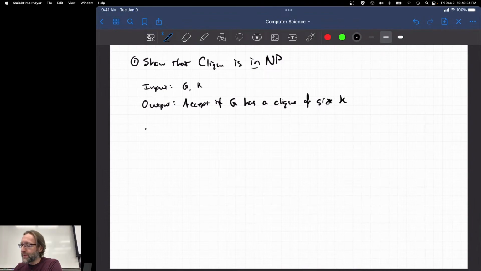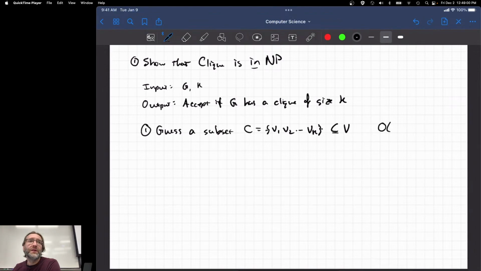So here's my guess phase. Guess a subset C equals v1, v2, dot dot dot, vk of vertices. You can guess that, right? Along the way, let's prove that this is going to be in polynomial time. This is order what? All you have to do is guess k things, or at most go through all the vertices and guess: this is in the set, this is not in the set. So at most, this is going to be order n. Order k, really, but k is bounded above by n.